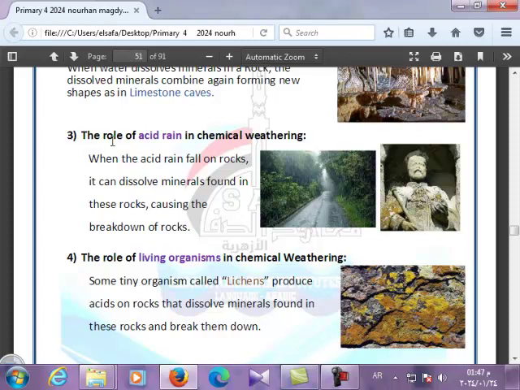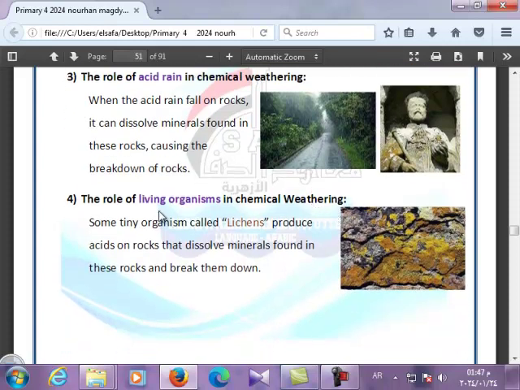Number 3, the role of acid rain in chemical weathering. When acid rain falls on rocks, it can dissolve minerals found in these rocks, causing the breakdown of rocks. Number 4, the role of living organisms in chemical weathering. Some tiny organisms called lichens produce acid on rocks that dissolves minerals found in these rocks and breaks them down, like in this photo.